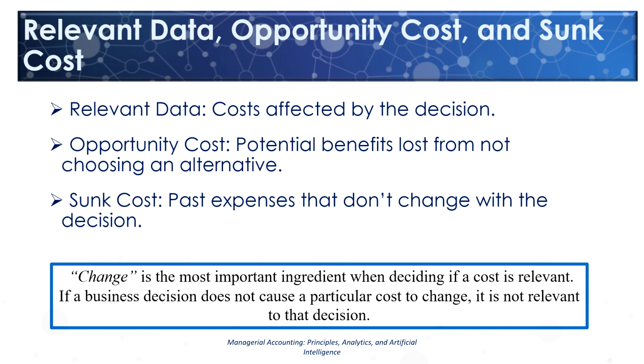Now let's introduce 3 major concepts. Relevant data includes costs and revenues that change because of the decision. Opportunity cost is the benefit we give up by choosing one alternative over another. Sunk costs are past costs that have already occurred. Sunk costs cannot be changed by the decision, so they are irrelevant. The key phrase to remember is change is the most important ingredient when deciding if cost is relevant. If the decision does not cause the cost to change, then the cost is not relevant.